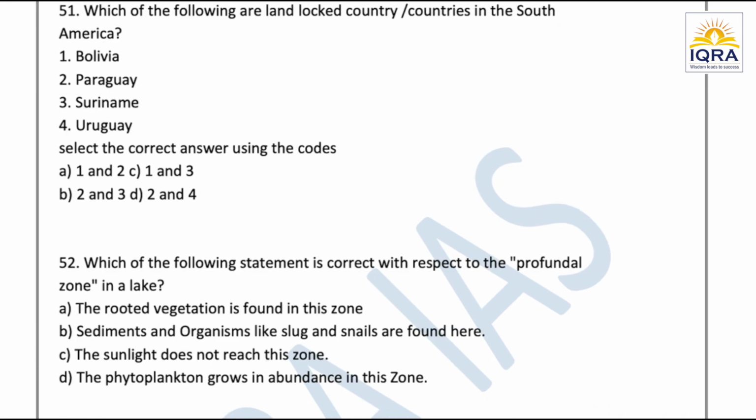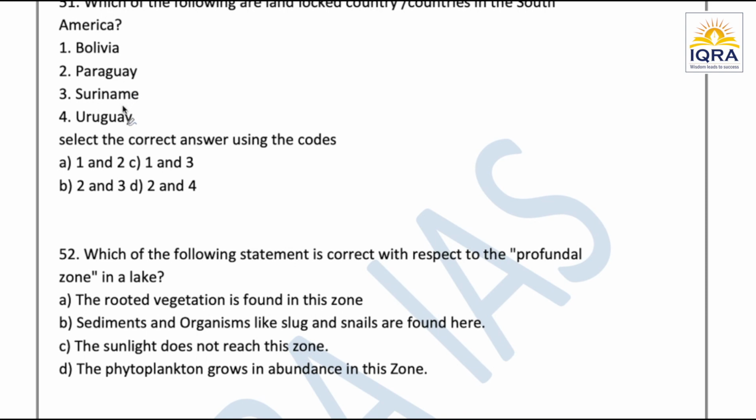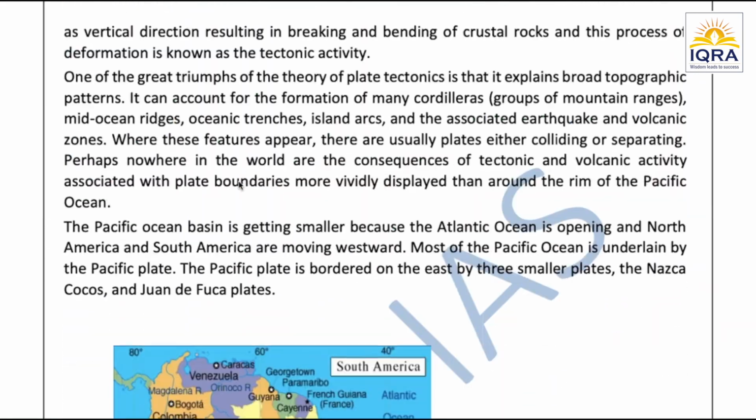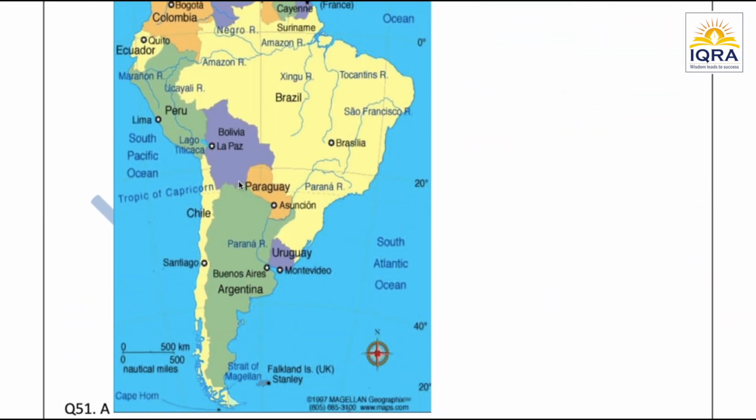Moving on to the next question, question number 51. Which of the following are landlocked countries in South America? Bolivia, Paraguay, Suriname, and Uruguay. Select the correct answer using the code. For this question, let me show you the map. So the landlocked countries are, basically, Bolivia, which is surrounded by Brazil, Paraguay, Argentina and Chile in the south, and Peru here. So this is a landlocked country, with these bordering countries, right?